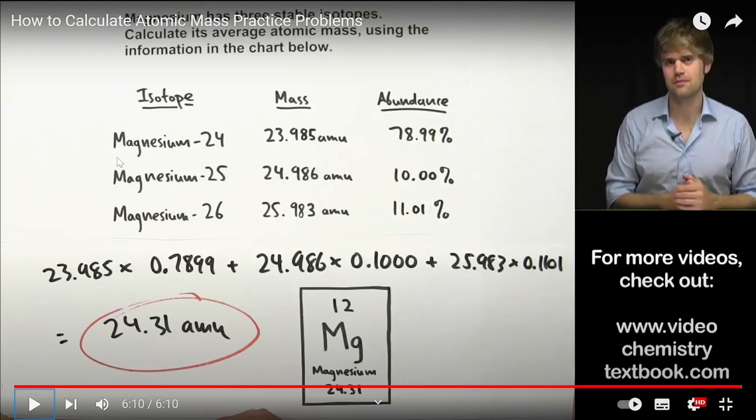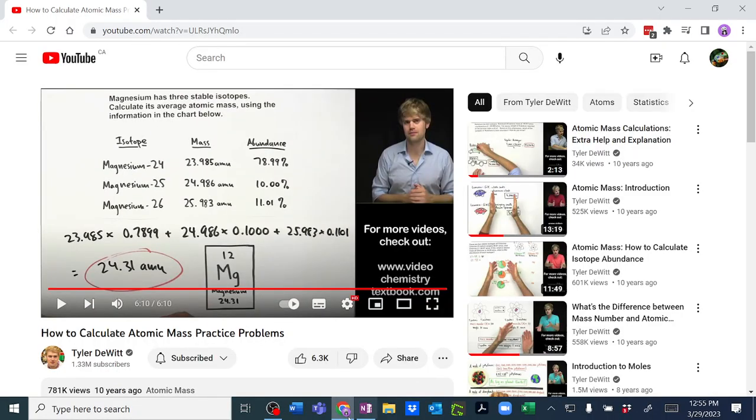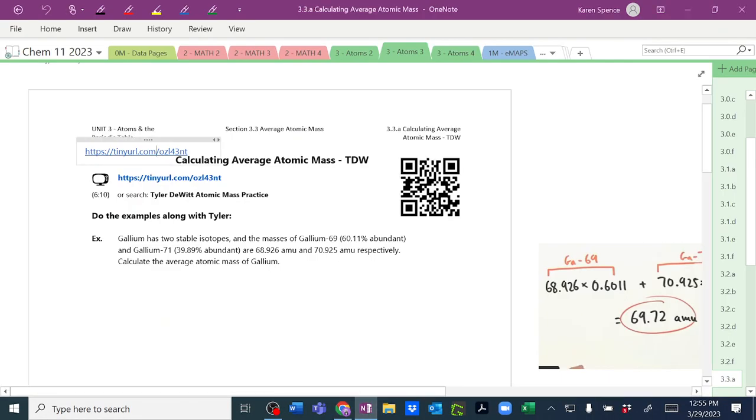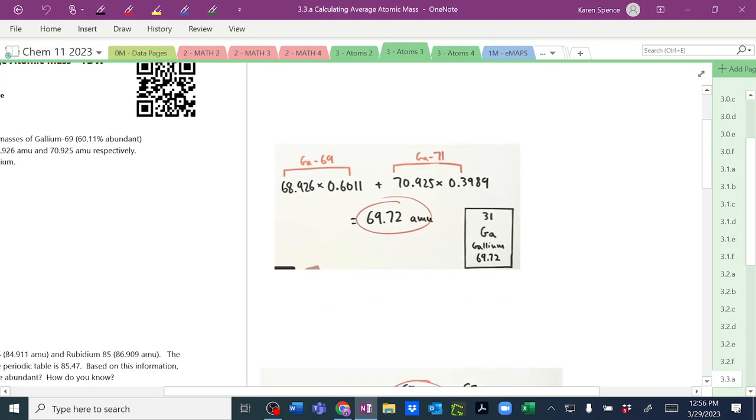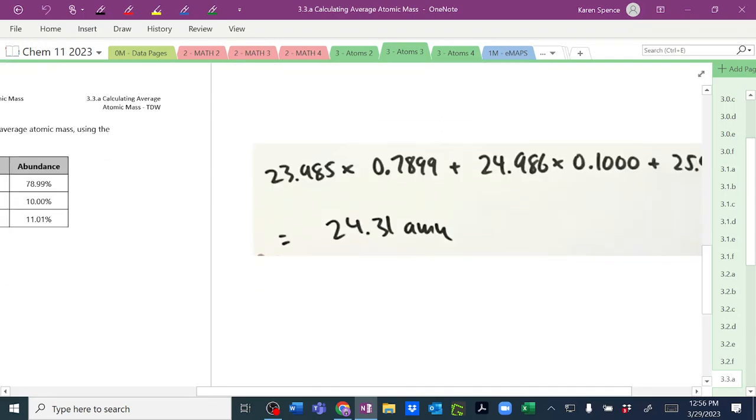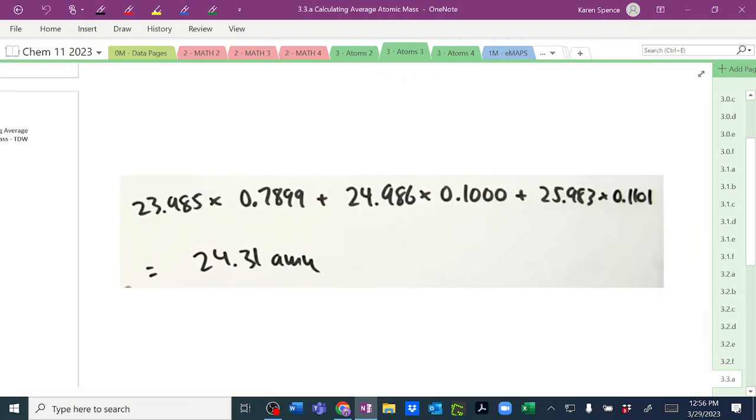The quiz on this is not until Tuesday, yes? So we just wanted to introduce it today. Next day we'll be doing a little more practice, but we're going to move away from this today after we have looked at the sig figs. So we're going to just take a quick look at the sig figs. So here we go. Here's the calculation that Tyler did.